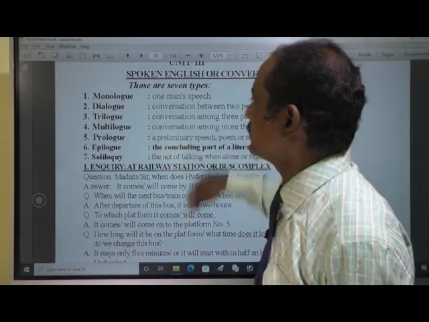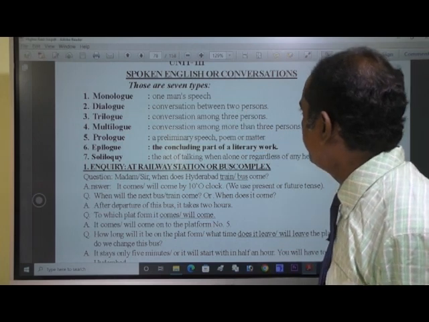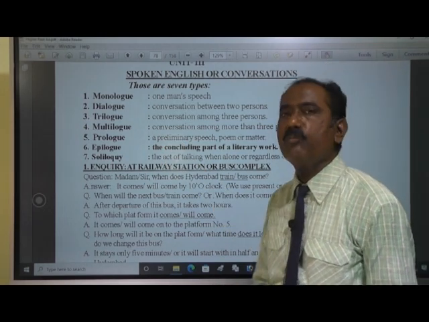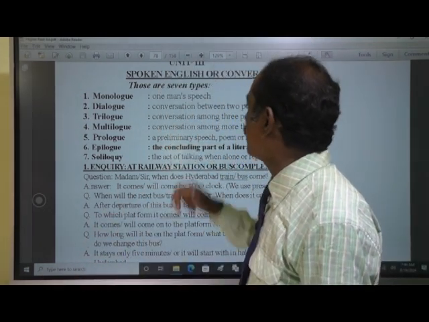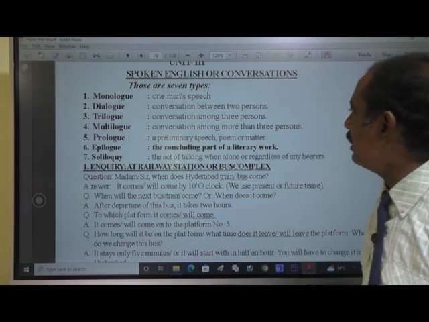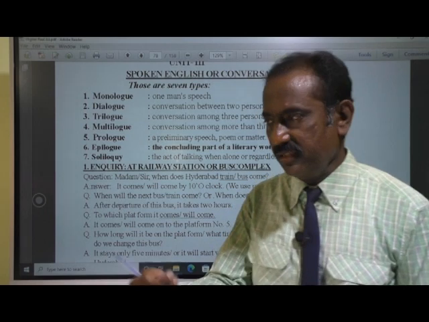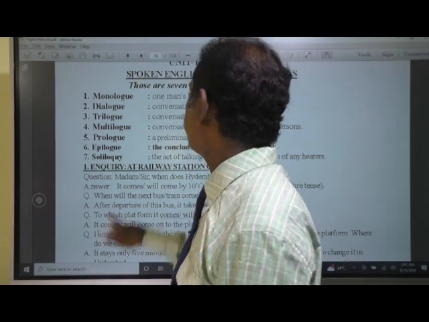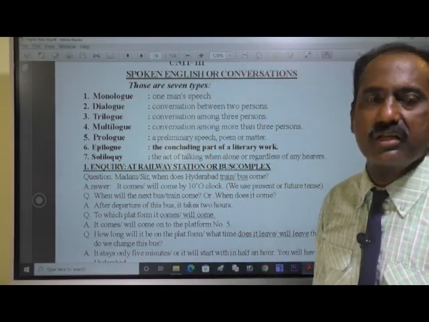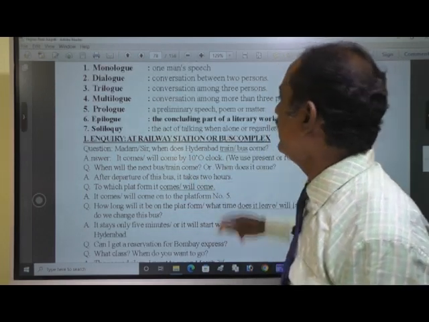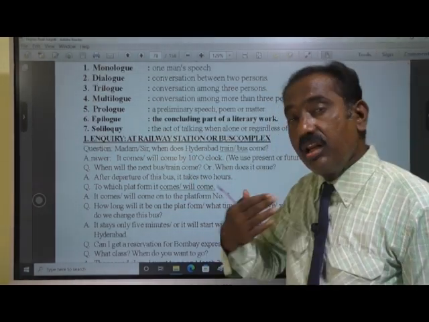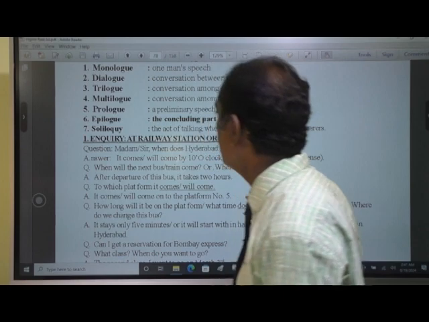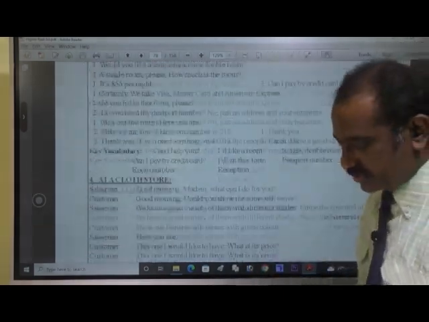Monologue means one man's speech. Dialogue means a conversation between two persons. Trilogue means a conversation among three. Multilogue means a conversation among more than three. Prologue means a preliminary speech, poem or matter, that is, a first writing for a book, or a beginning speech in a meeting. Epilogue means an ending or conclusion, in writing or speech. And soliloquy means a person's internal voice without concern for any audience. Okay, so many conversation types have been given to you.